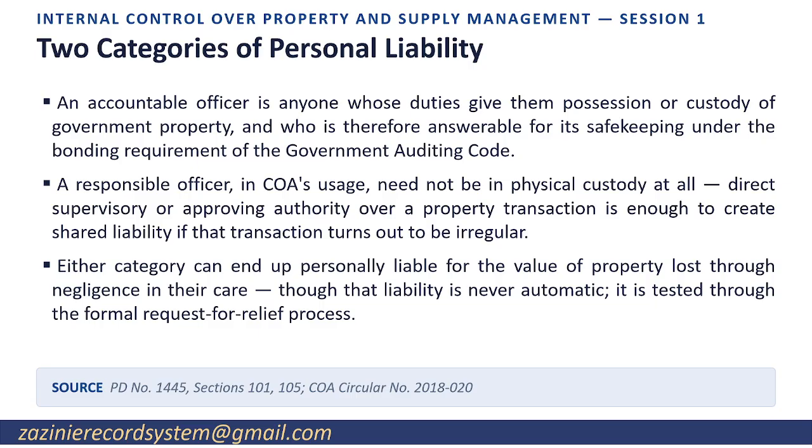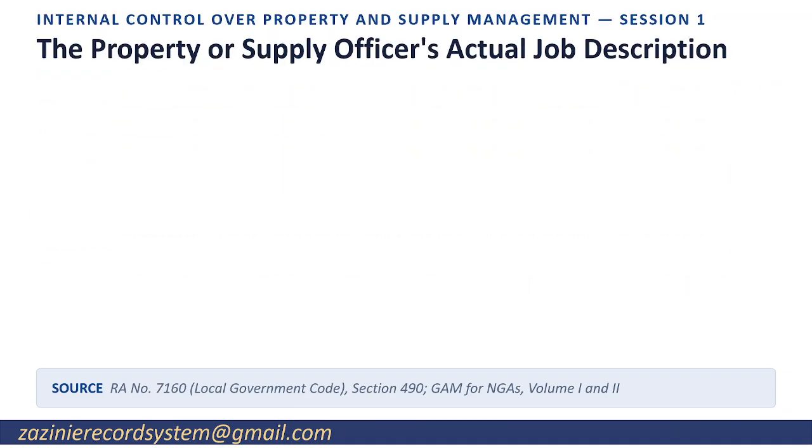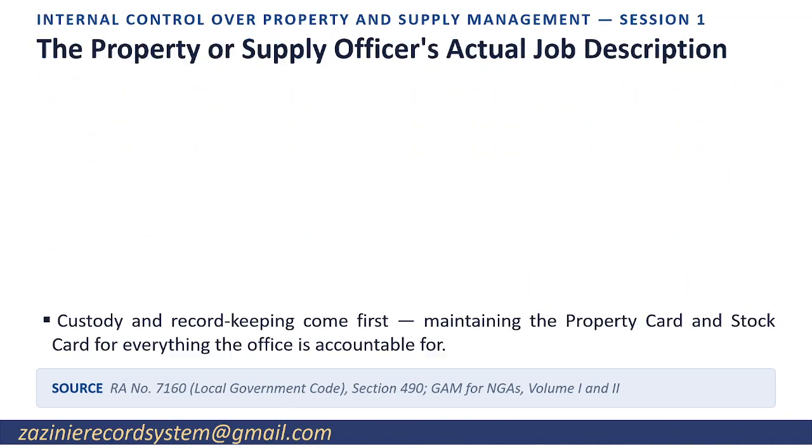Now, in a bit more detail, pay close attention to the difference between these two categories, because it is a classic point of confusion. An accountable officer must physically hold the property. A responsible officer does not have to touch it at all. Supervisory or approving authority over the transaction is enough. Both can end up personally liable, but for different reasons, one for custody, the other for the decision. Next slide. The property or supply officer's actual job description.